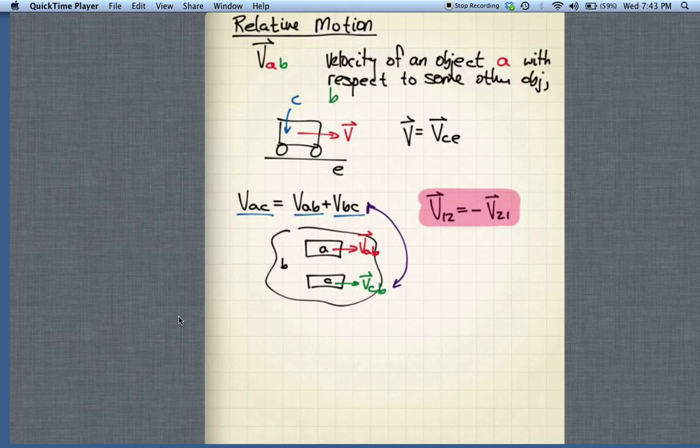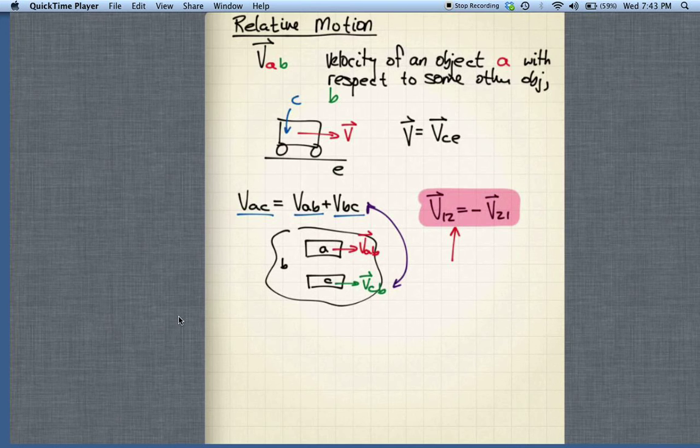Anyways, as we were talking about before, we were discussing this quantity right here, that v12 is equal to negative v21. Basically, by switching the subscripts, we also have to add in a negative sign. And the reason for that is to take care of direction.